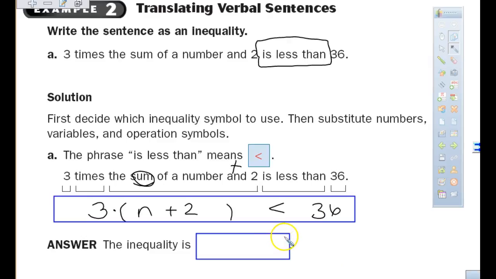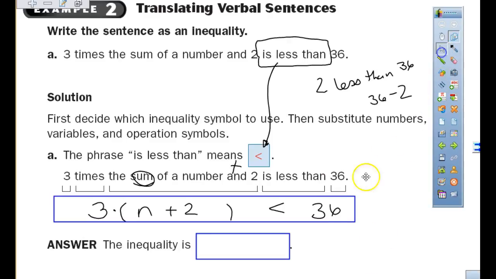Yes? What's the difference for when it says less than 36 and then in the subtraction bracket it says less than? You see this phrase is less than? Oh, so that's how it is? Mm-hmm. Okay. If it just says 2 less than 36, right? 2 less than 36 means 36 minus 2. Is less than means this inequality. Okay, good question. So, thinking about those phrases, okay?